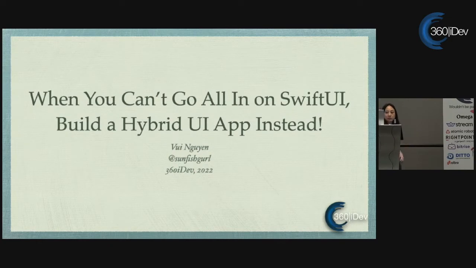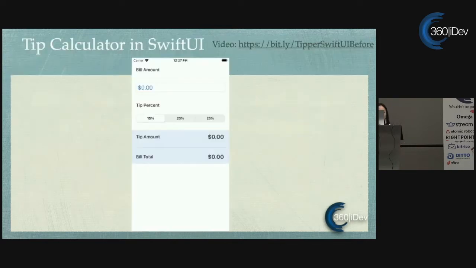All right, so welcome to my talk called When You Can't Go All In on SwiftUI, Build a Hybrid UI App Instead. And my name is Vui Nguyen. So let's start off with an app we want to build. How about something simple to start, like a tip calculator? Should we use SwiftUI to build it, since that's what Apple wants us to do? Well, let's see how this tip calculator turned out.